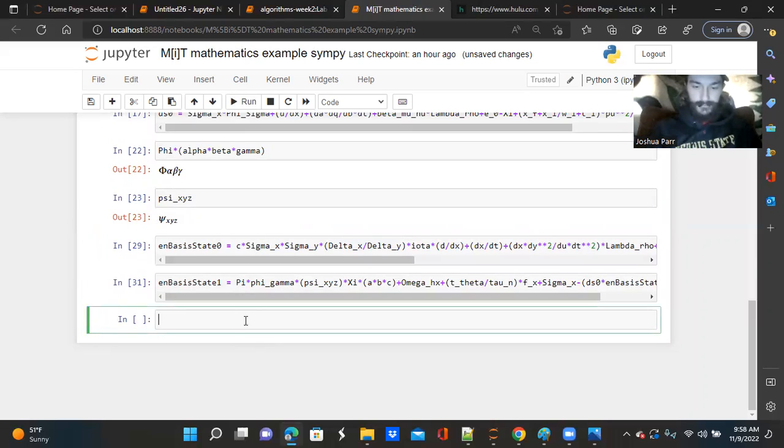Now what I'm going to do is take the derivative of the energy basis state naught times the energy basis state 1 divided by ds naught. And then I want to take that with respect to x.